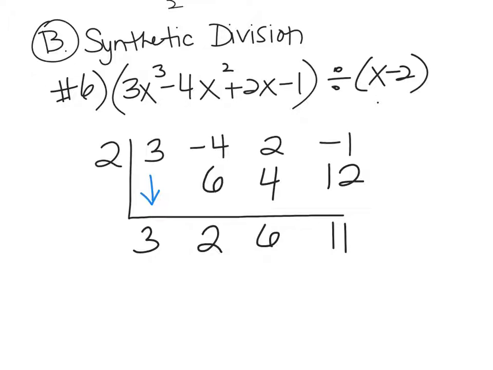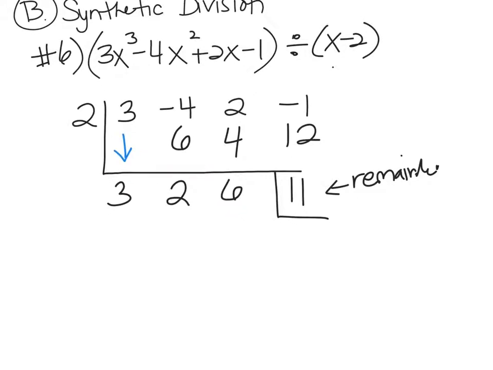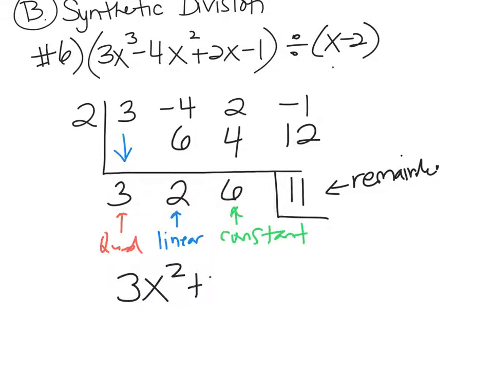Okay, so now you've done these numbers. What do they mean? This last number that you get is your remainder. The number next to it is going to be the constant. The number next to that is linear. And the number next to that one is quadratic. So when you go to write your answer, your answer would be 3x squared plus 2x plus 6, remainder 11.